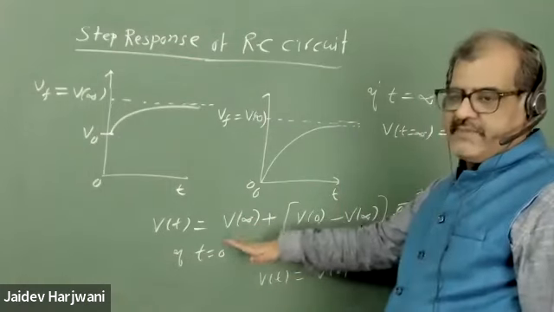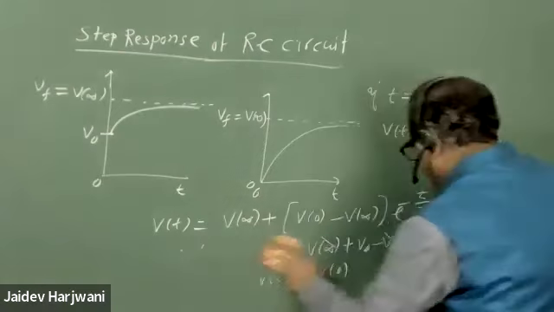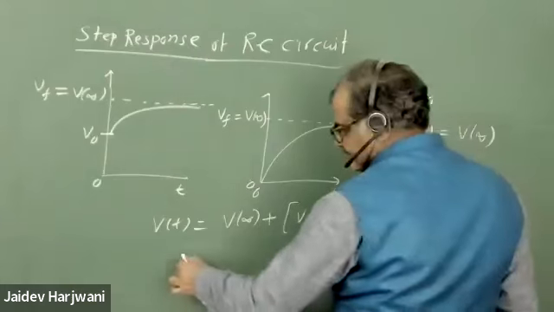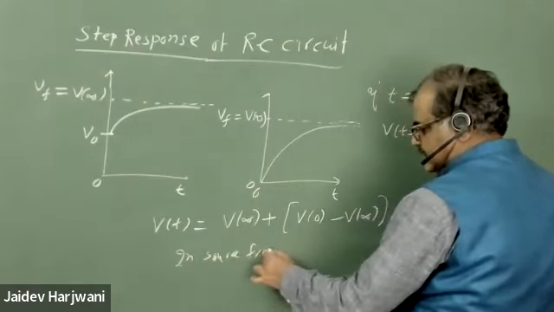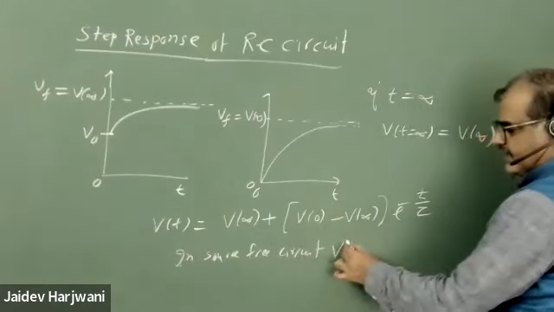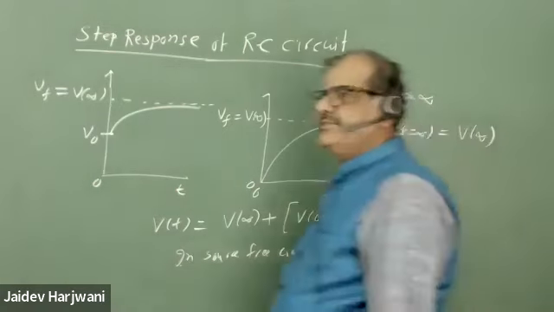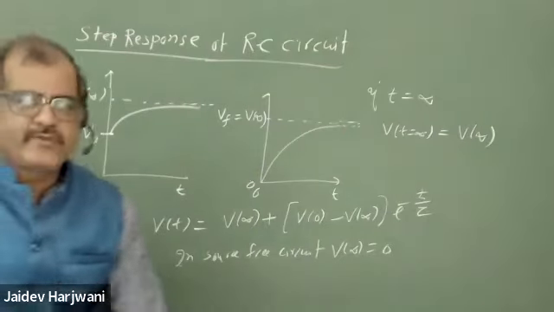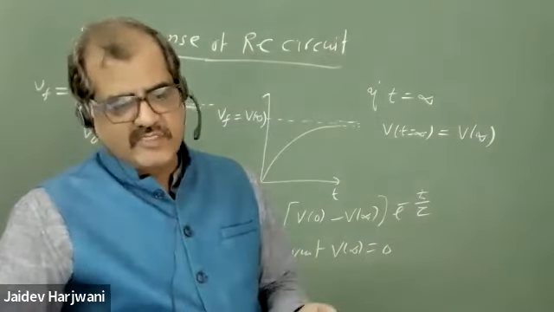Now this is applicable to a source free circuit also. So what do you mean by a source free circuit? In a source free circuit, we have V infinite equal to zero, isn't it? If the source is not there, then whatever voltage is there will decay with time and finally it becomes zero.